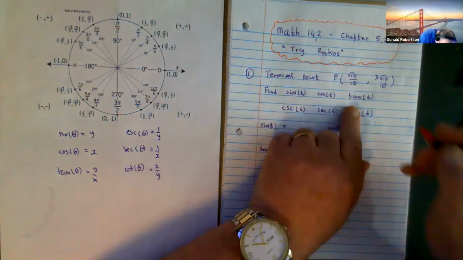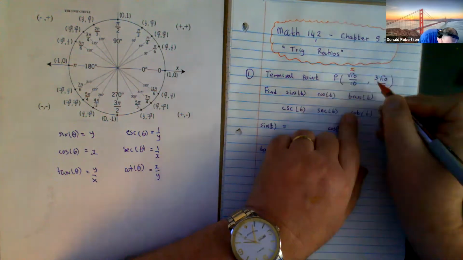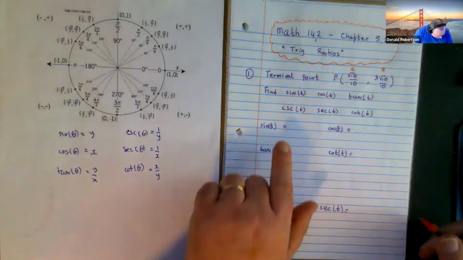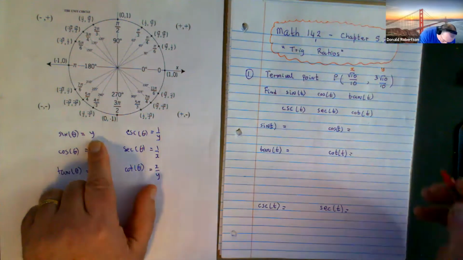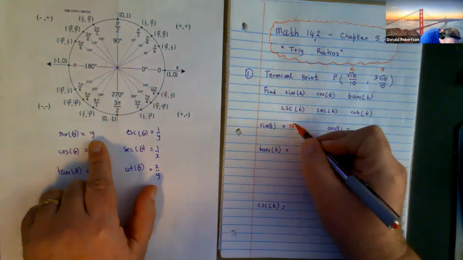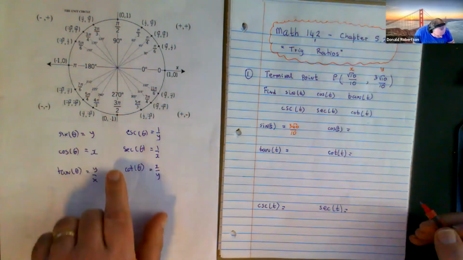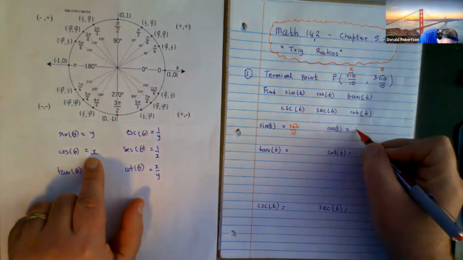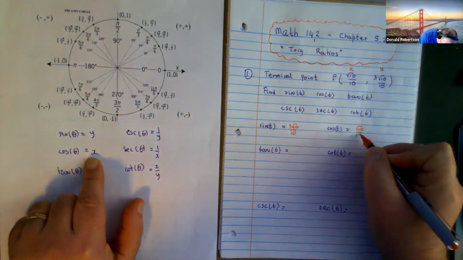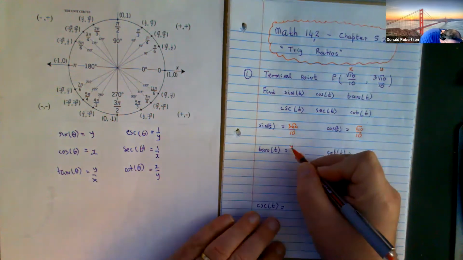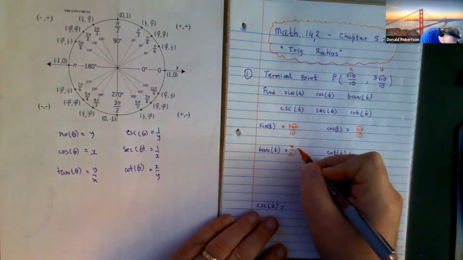Here is my terminal point. So that's obviously my x coordinate is that, and my y coordinate is that. And so if you want to do the sine, it's just the y coordinate. And so pretty much you just write down the answer. And if you want the cosine, it's the x coordinate. Again, you just write down the answer. If you want the tangent, it's the y coordinate divided by the x coordinate.